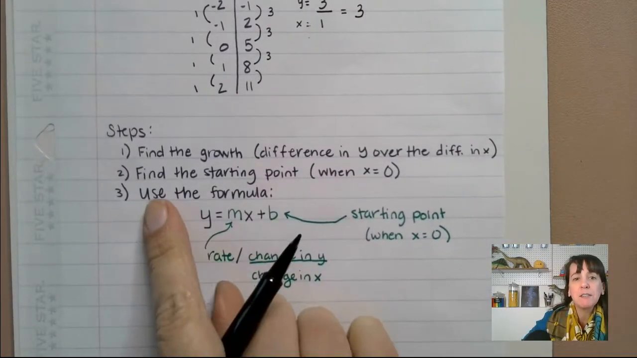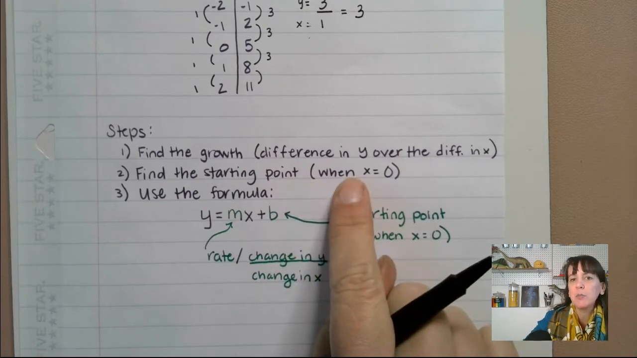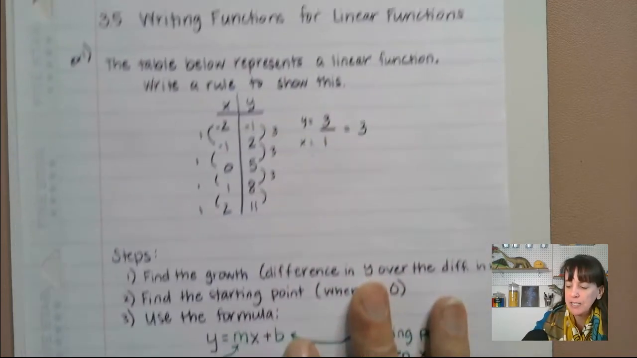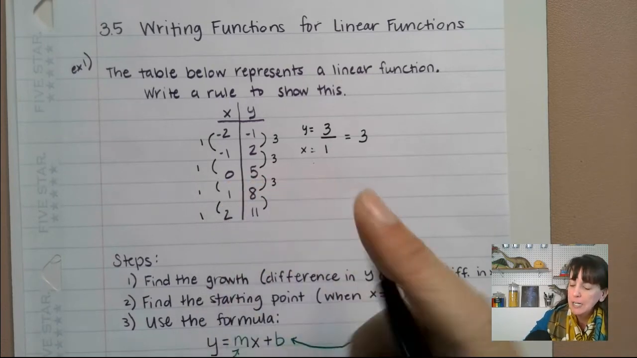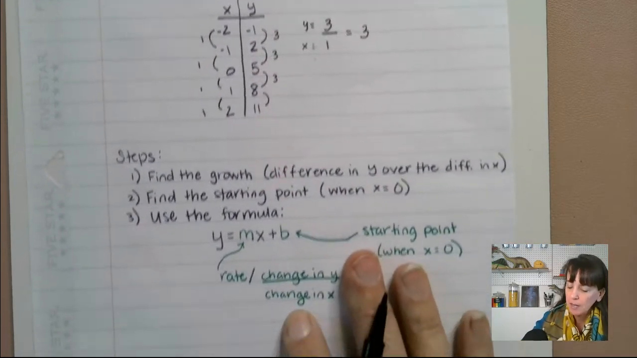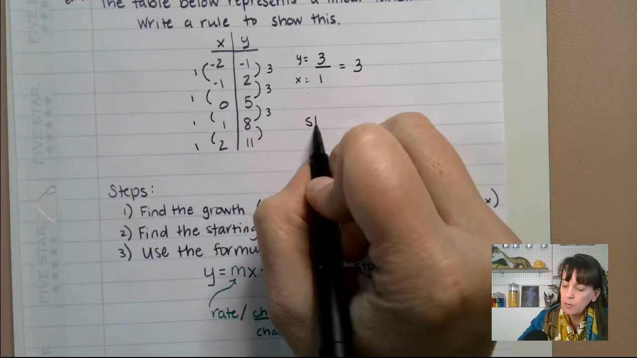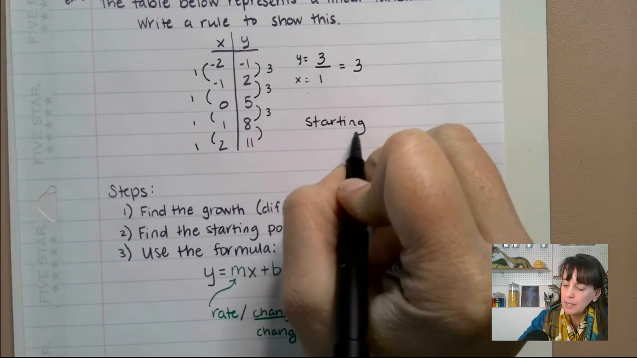Our next step is to find the starting point, and your starting point is when your x equals 0. So we take a look at this guy and we see, oh, hey, at 0, we have 5. So that's going to be our starting point. So let's write starting point is going to be 5.